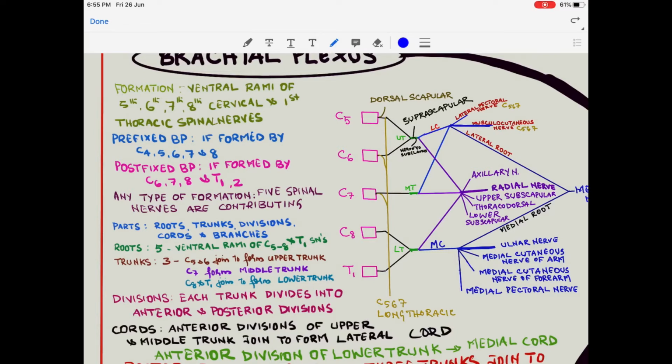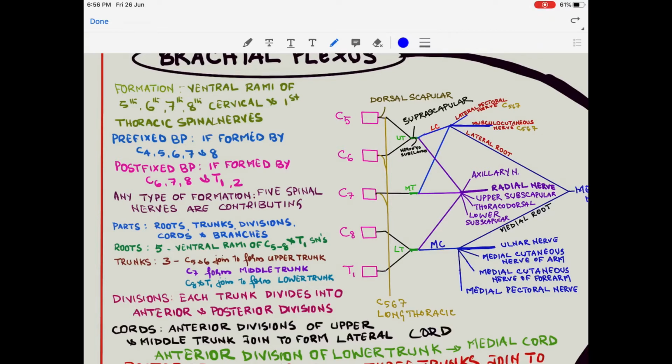Now from the upper trunk, there is suprascapular and nerve to subclavius. Suprascapular nerve supplies the supraspinatus, infraspinatus and also it gives a branch to the shoulder joint. Nerve to subclavius supplies the subclavius muscle. Other supraclavicular branches, C5 also contributes to the formation of phrenic nerve. Phrenic nerve is formed by C3, 4, 5. Also the roots are giving out muscular branches to longus colli muscle.